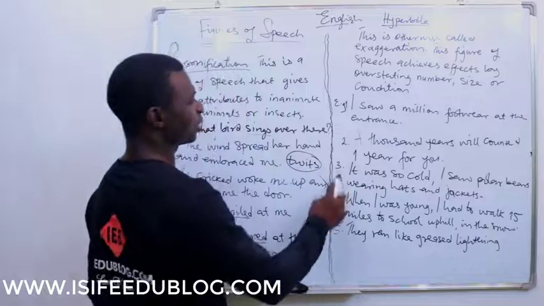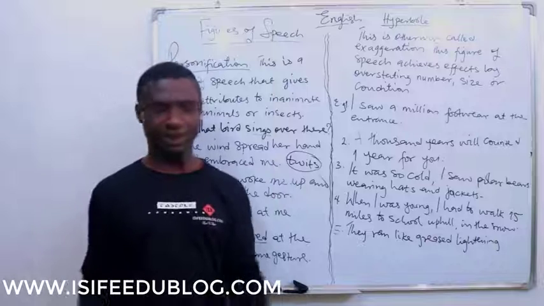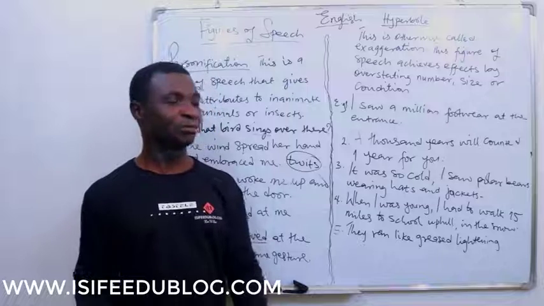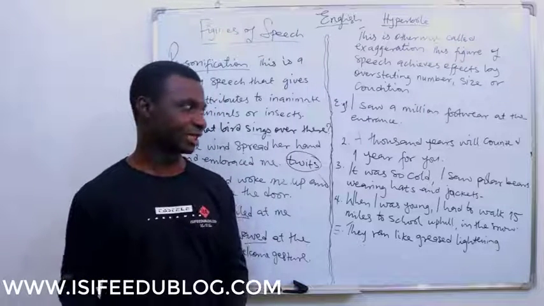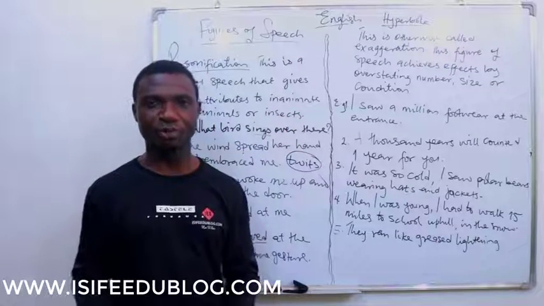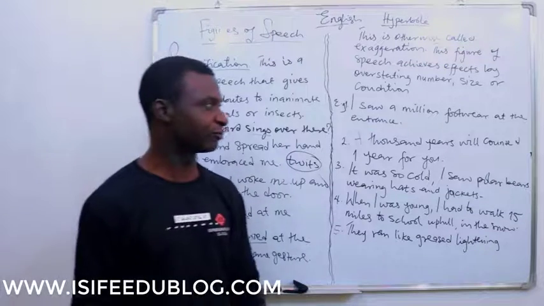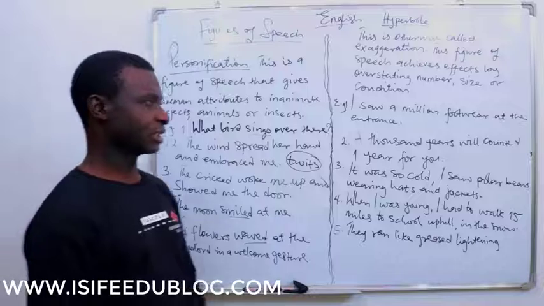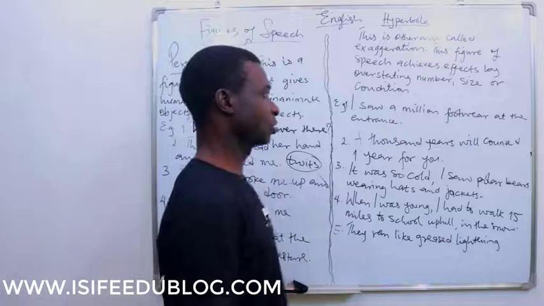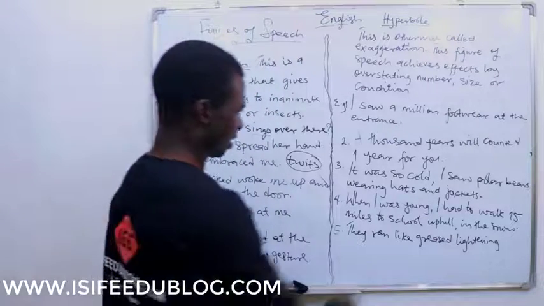Now, I saw 1,000,000 footwear at the entrance. Perhaps it's a viewing center, and the viewing center owner says nobody goes in wearing the footwear. And so, to exaggerate the number of people that watched that match at that viewing center, this fellow said, I saw 1,000,000 footwear at the entrance. Note that I didn't say footwears. These are little things you should note. Footwear. 1,000,000 footwear at the entrance.